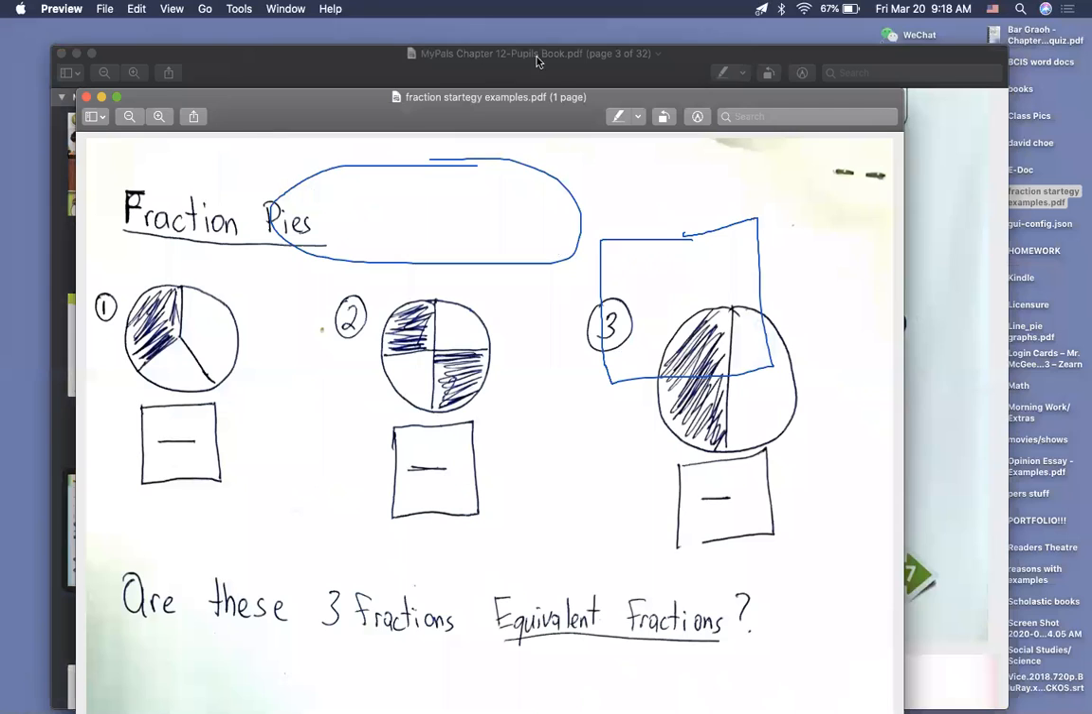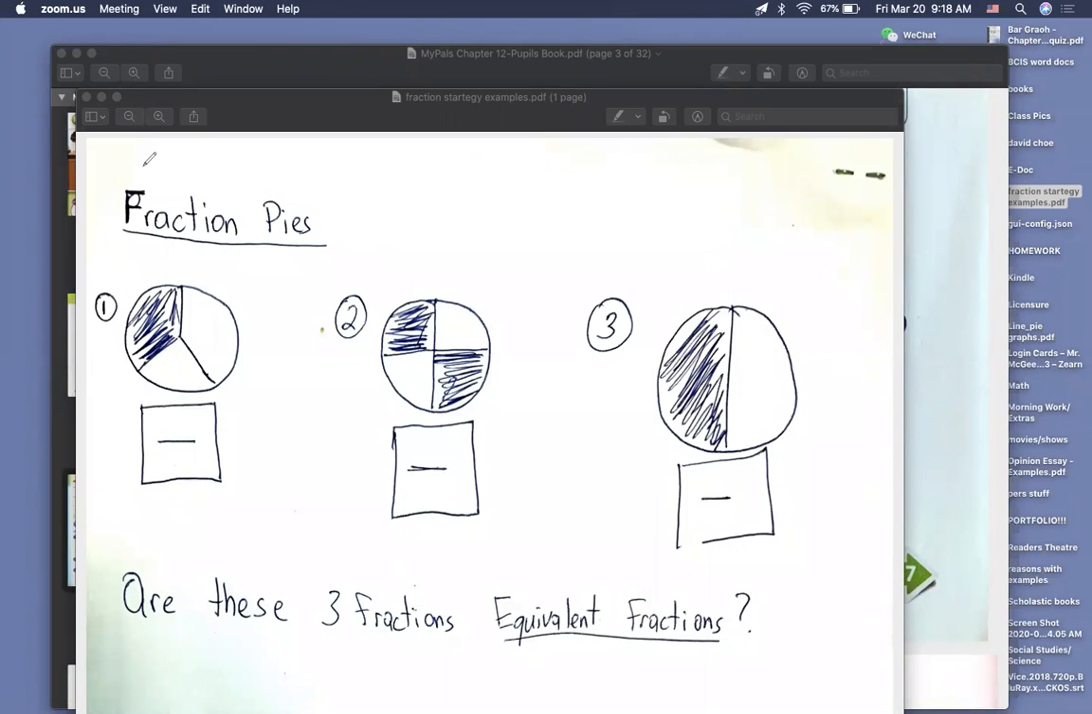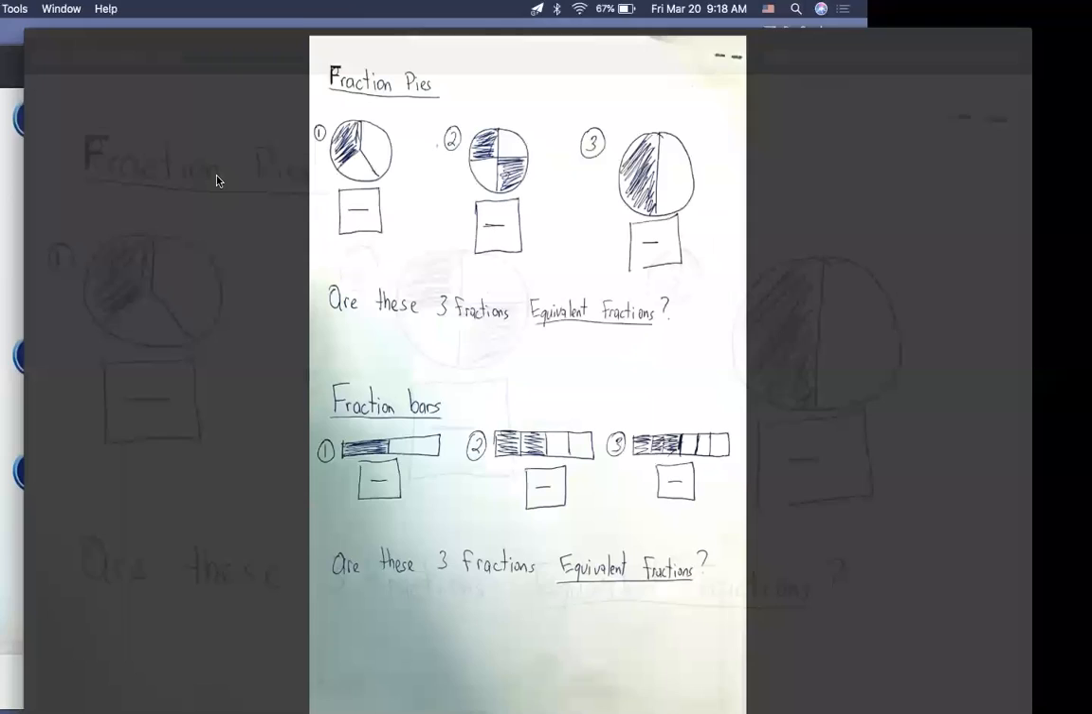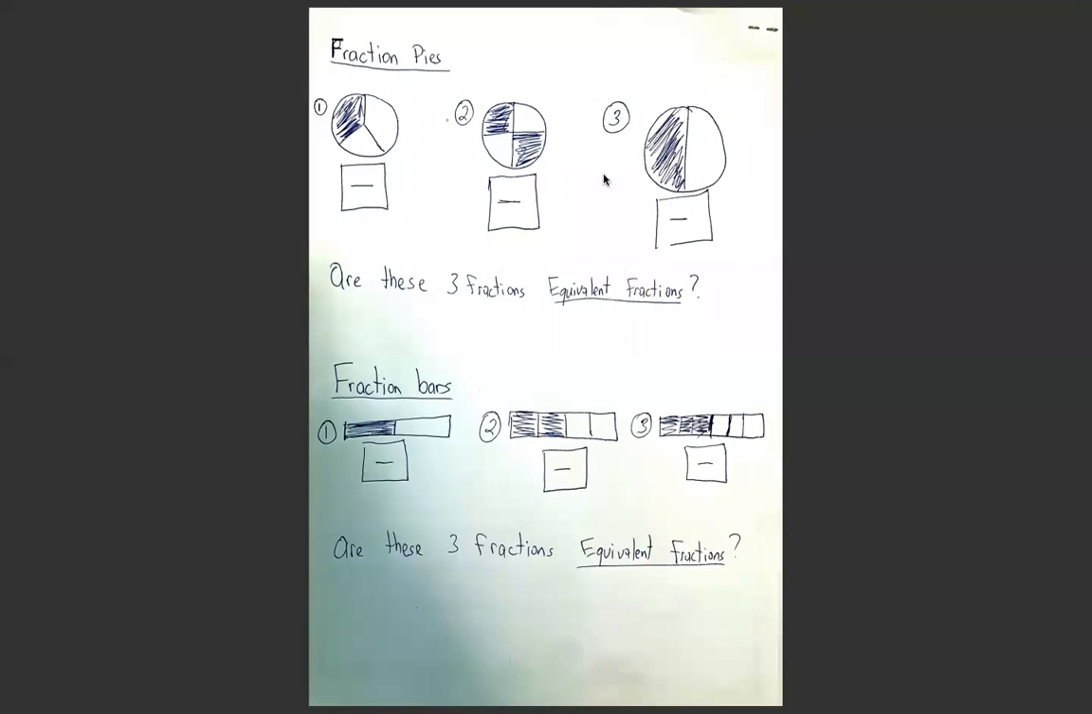Aha. I made these myself with my pencil. I'm not a very good artist. I'm sorry, but hopefully you can understand them. Here are some pie fractions, 1, 2, 3.